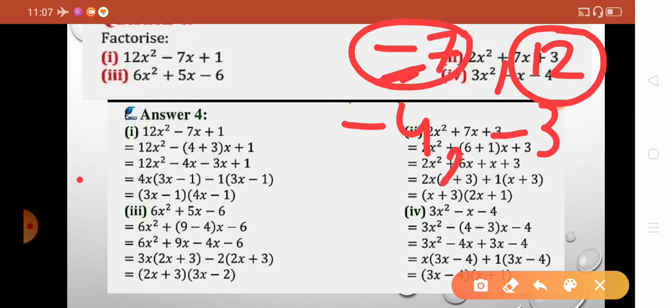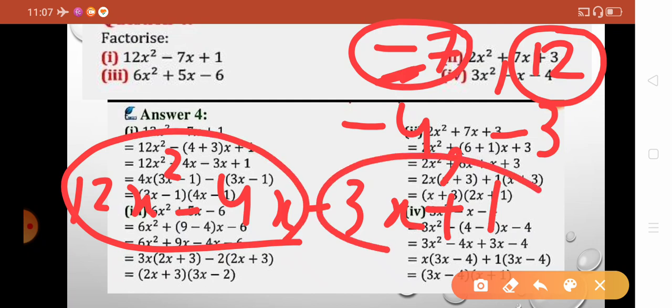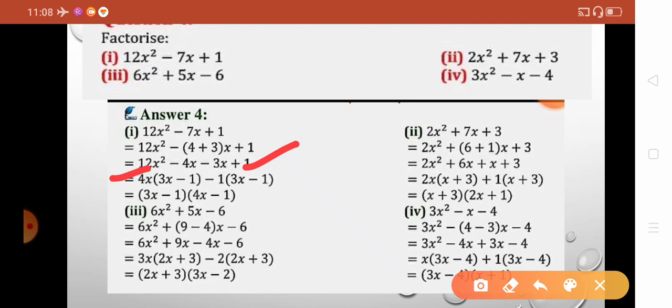So we will write it like this: 12x square minus 4x minus 3x plus 1. Here from this we will take common, and from this also we will take something common. From the first two terms we will take 4x common, we will be left with 3x minus 1, and from the last two we will take minus 1 as common and we will be left with 3x minus 1. So the answer is 3x minus 1, 4x minus 1.